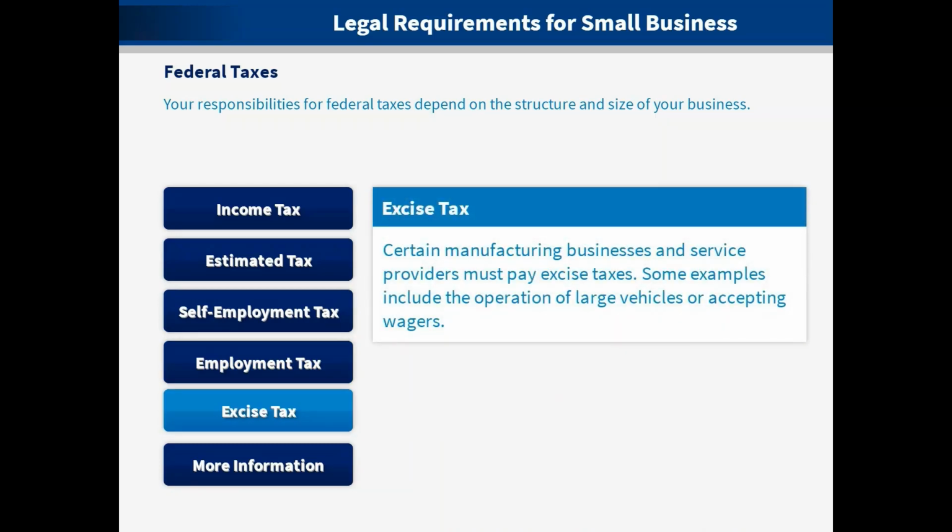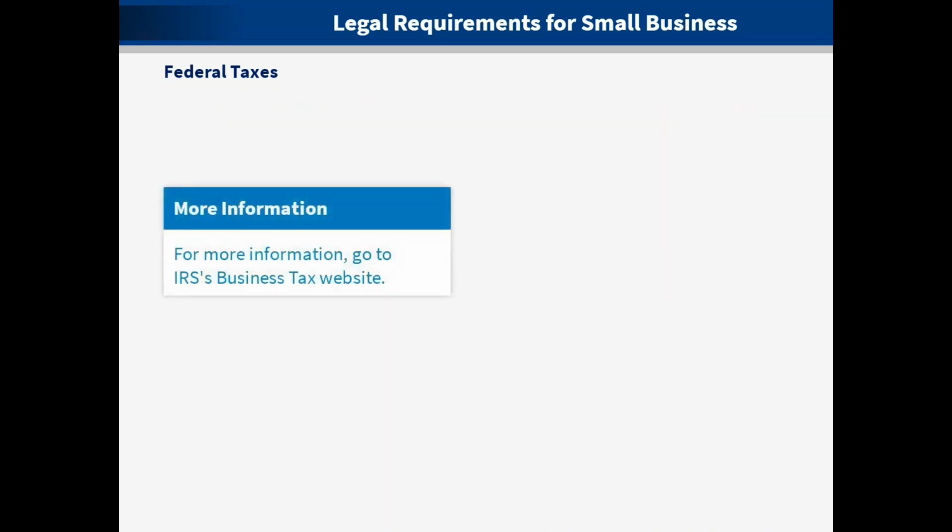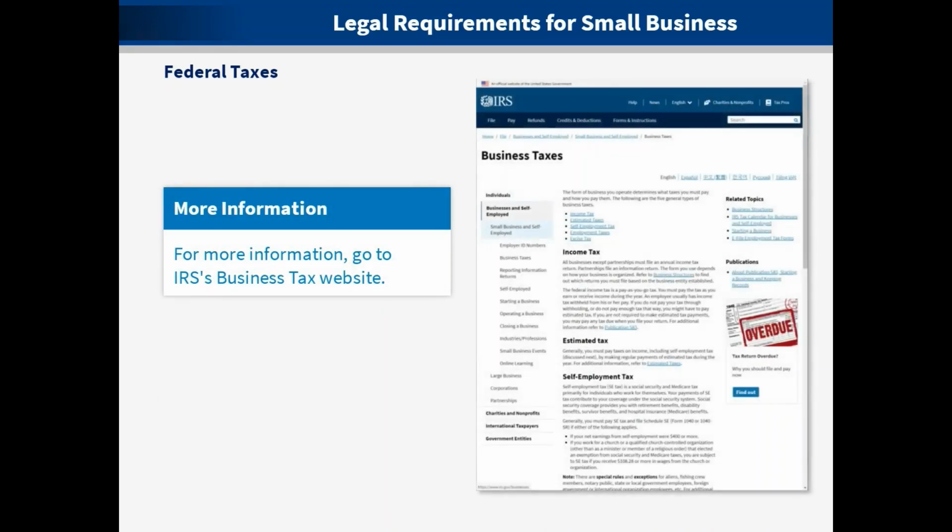Certain manufacturing businesses and service providers must pay excise taxes. Some examples include the operation of large vehicles or accepting wagers. You can get more detailed information on federal tax requirements for businesses at the IRS's Business Tax website.